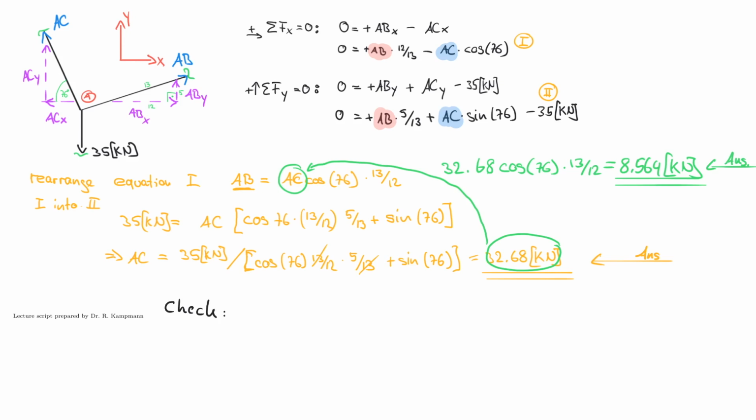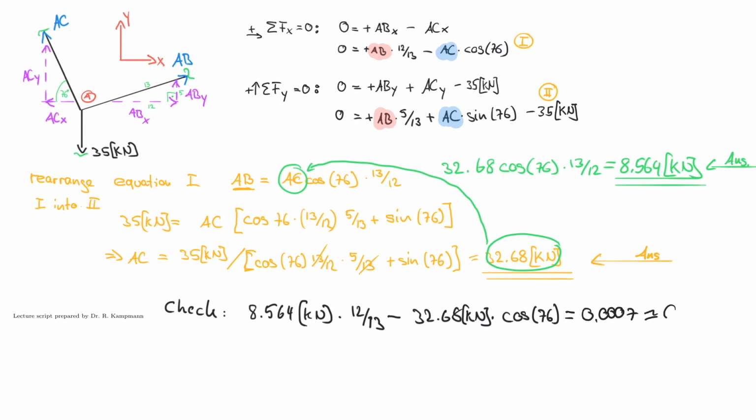And my first one would be AB times 12/13. So AB would be 8.564 kilonewton multiplied by 12/13 minus AC, which is 32.68 kilonewton multiplied by the cosine of 76. And if I type that into my calculator, I end up with 0.0007 something, which effectively is 0, at least for engineers. We don't care about those precisions.